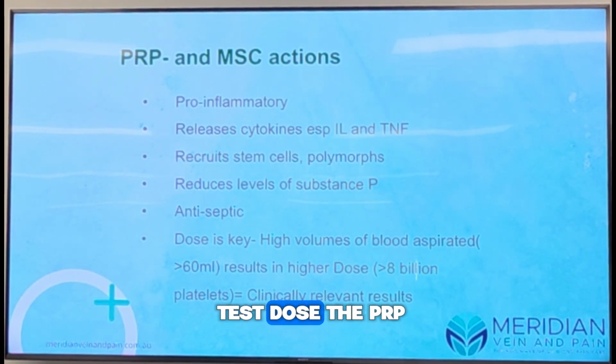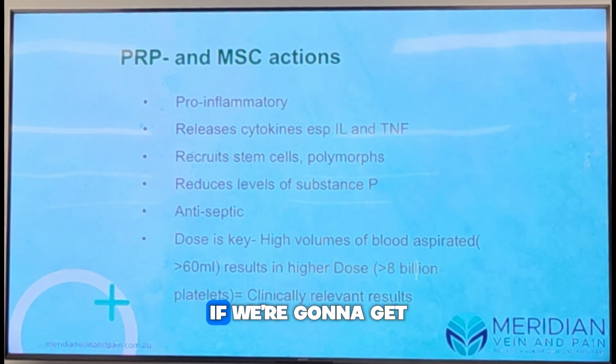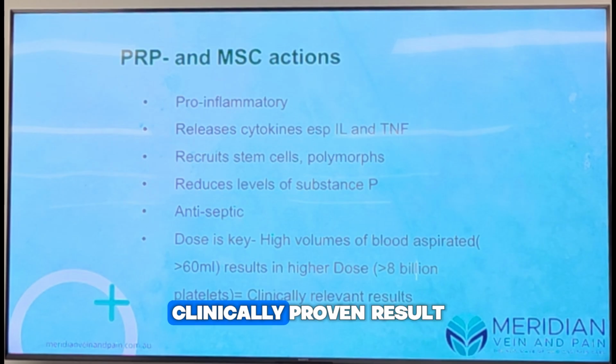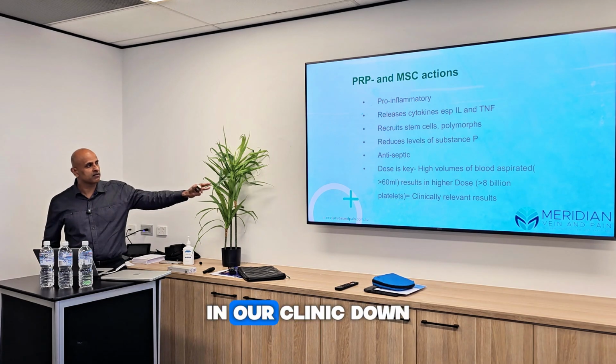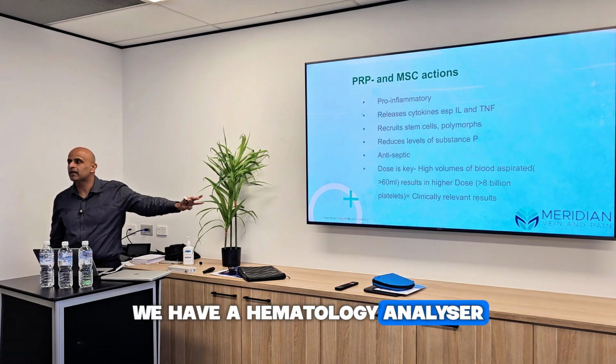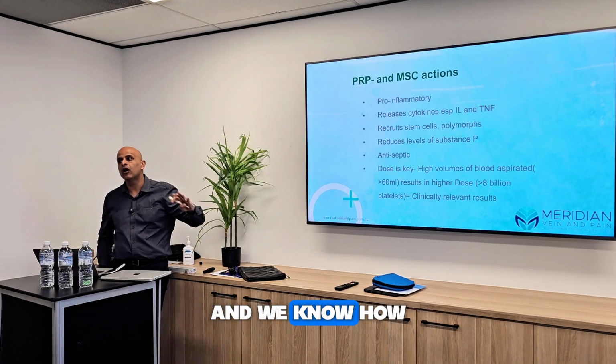Okay, and then we also test dose the PRP, so we're looking at over 8 billion platelets. If we're going to get a good, clinically proven result, then we need to get above 8 billion platelets. And the only way you're going to get that is high dose, high volumes, okay? In our clinic down in Geelong, we have a hematology analyzer, so we actually check the doses of our platelets, and we know how much we're doing.